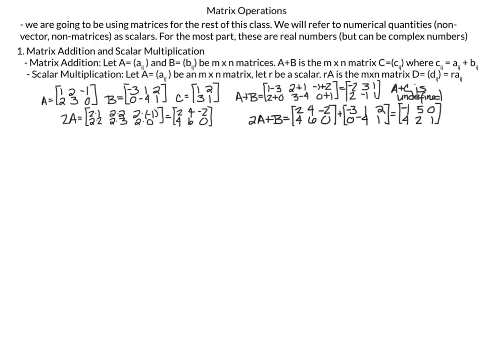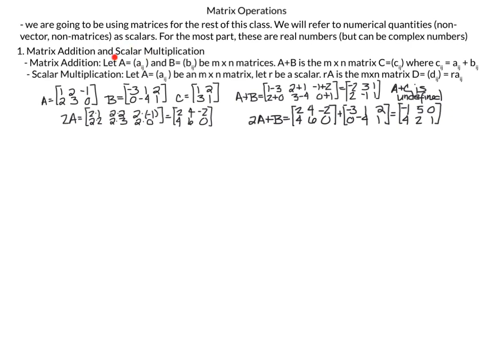So matrix addition: matrices generally are represented with capital letters, and their elements, the things inside the matrices, are represented with lowercase letters with subscript ij. i tells you which row, and j tells you which column. So for a sub 2,3, that's the second row, third column. In this matrix, it would be the number 1.